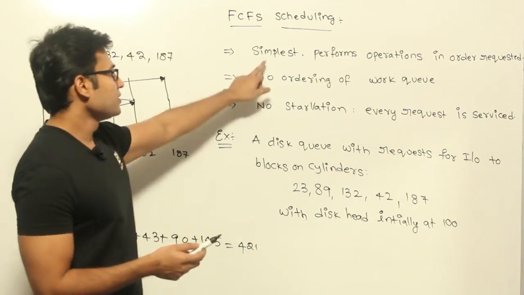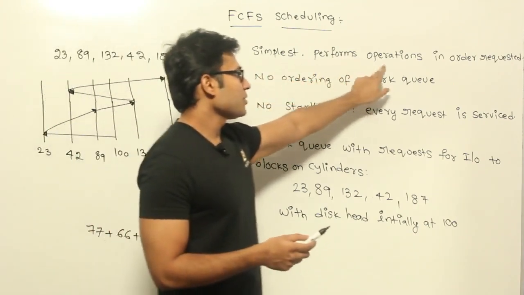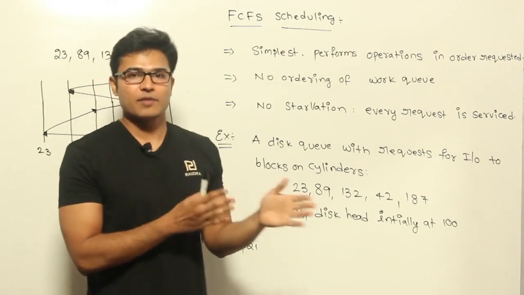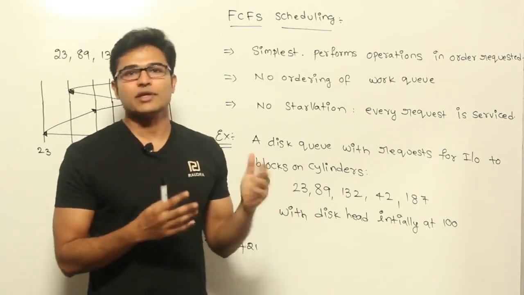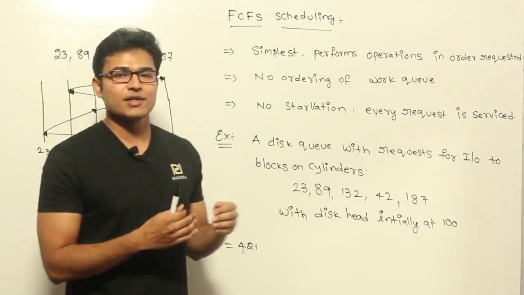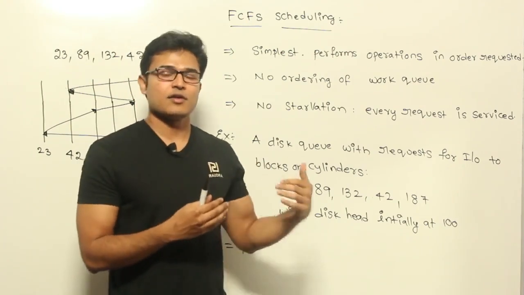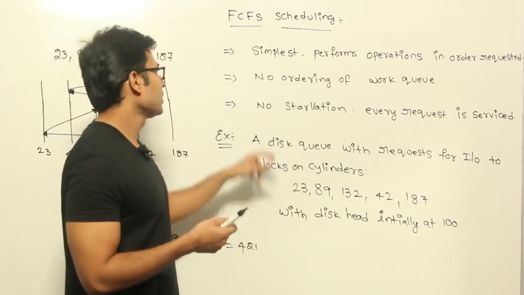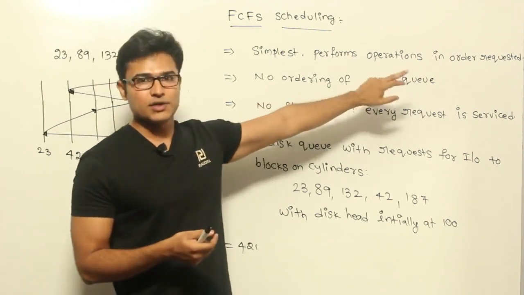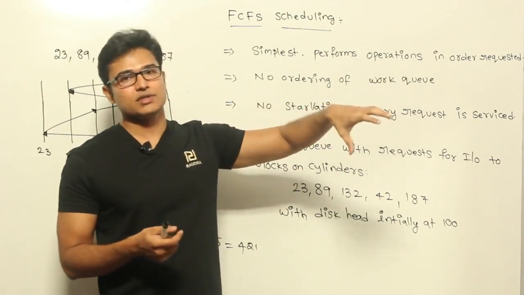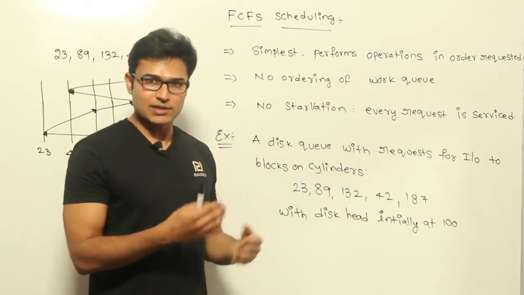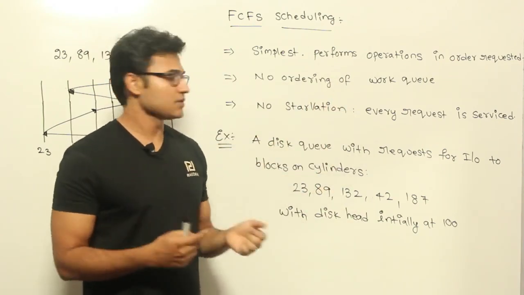Now see this, it is the simplest one and performs operations in the order requested, which means whatever order they come in, we are going to perform them in that order, right? We are not going to see whether it is a cylinder or track close by. We just perform it even if it is not the nearest one. No ordering of the work queue. Work queue means the queue in which all the requests are there. We are not going to order it anymore. We just perform as it comes, right?